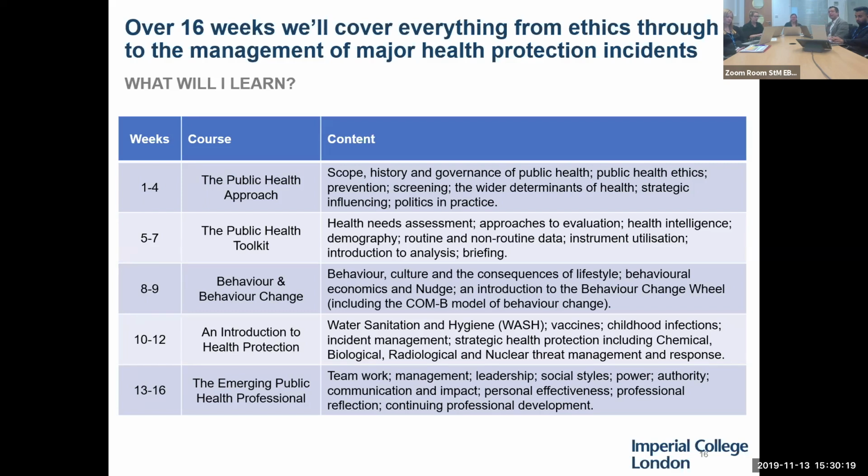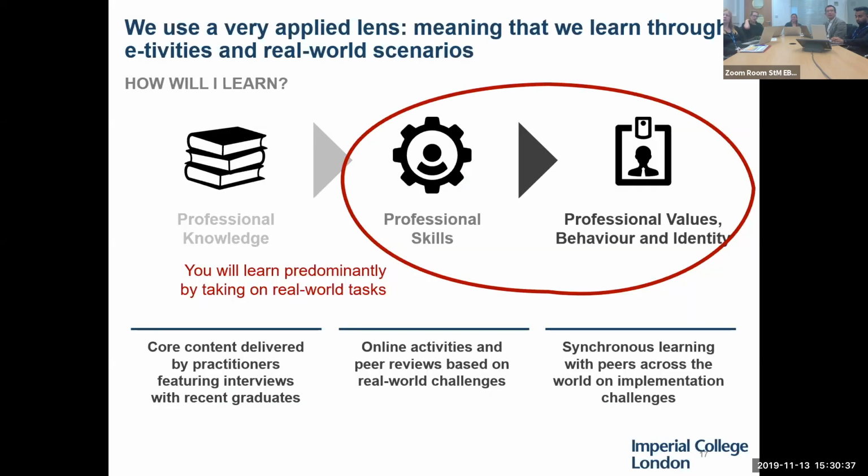And so that final course is around trying to develop those skills around how you engage with other people, how you communicate, how you influence, and how you actually affect that policy, that change, to improve population health outcomes. So that's what we're going to be doing in that final course. So how are you going to be learning?